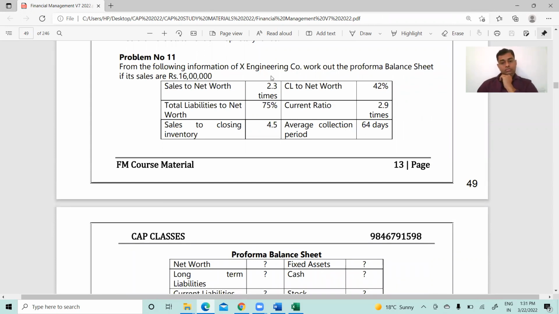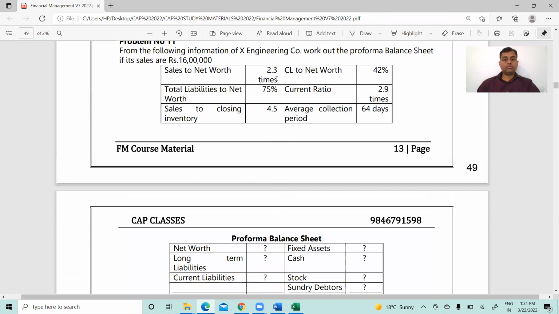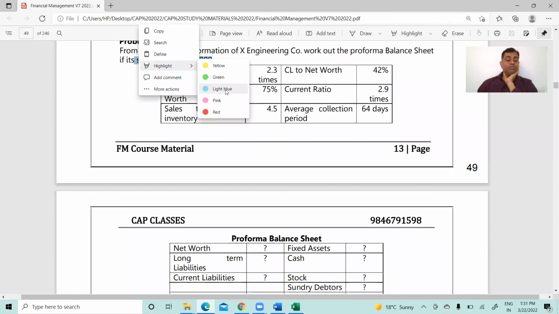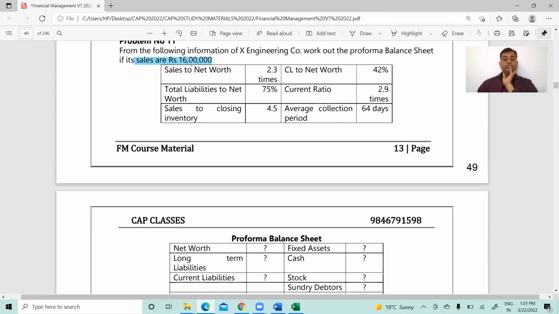From the following information of X engineering company, work out the proforma balance sheet if its sales are 16 lakhs. So sales 16 lakhs is given. This is the basis of your answer. This will be the starting point. Next, continue. Sales to net worth 2.3 times. So from this ratio and sales 16 lakhs, can we calculate net worth?